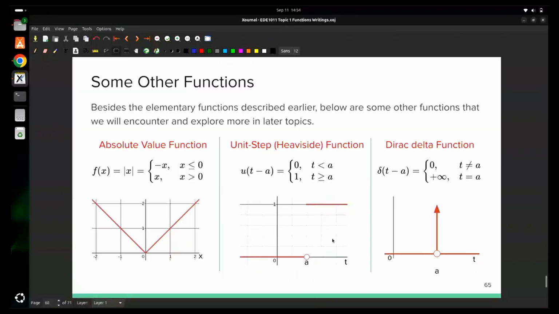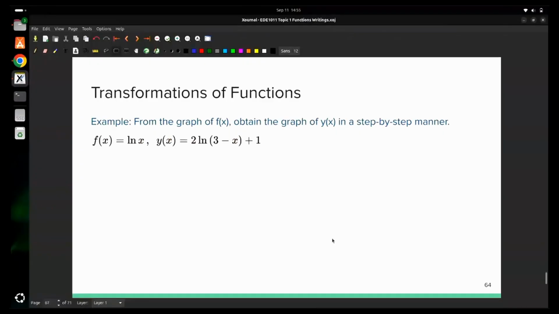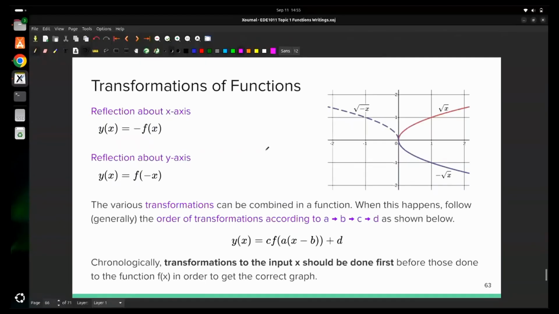Okay, is this the last one? Almost the last one already. So bear with me for another 5 minutes. So from the graph of f of x, obtain the graph of y in a step-by-step manner. So just testing your transformations here. As you can see, this is ln x. So step-by-step, we follow the ABCD recommendation. So what's the first one? First one is A, so AX.